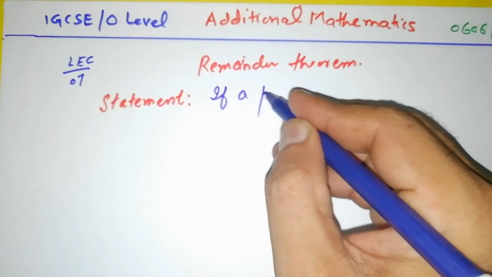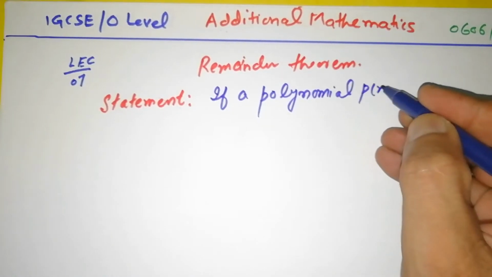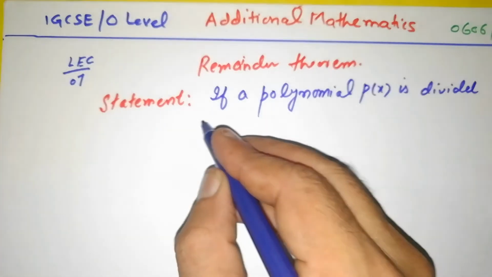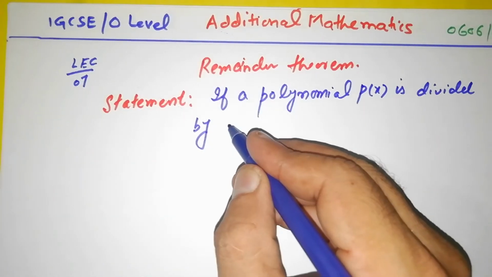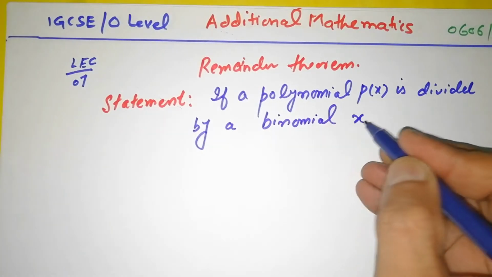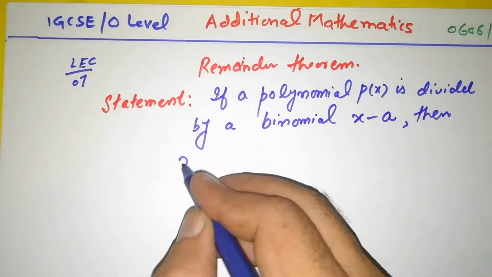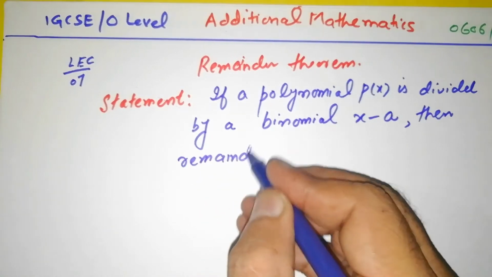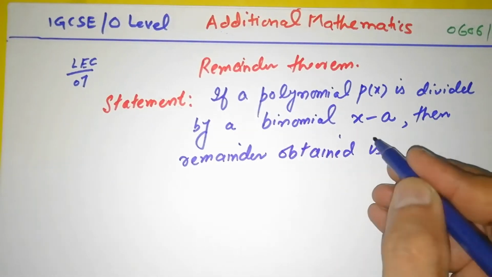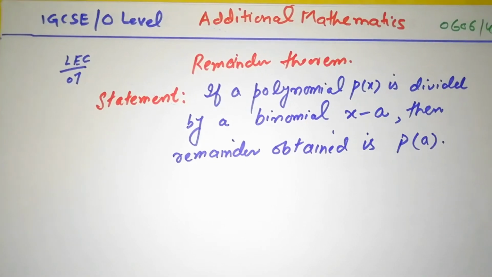If a polynomial p(x) is divided by a binomial x minus a, then the remainder obtained is p(a). So students, this is the statement of the remainder theorem.